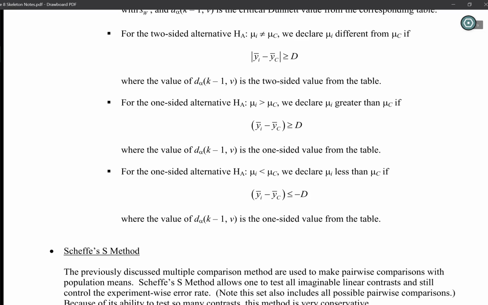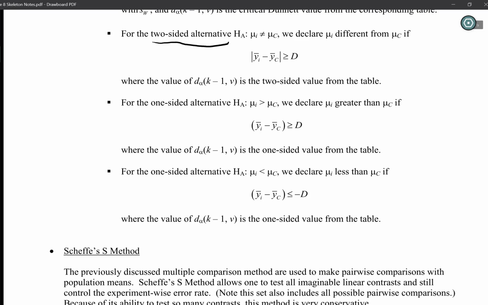We could look at a two-sided hypothesis. We're asking the question, is mu I different than the mean of the control? And so what you do here is you look at the absolute difference between the sample mean corresponding to the ith population and the control sample mean, and ask, does that absolute difference exceed the value D? And if it does, then we declare that mu I and mu C are statistically significantly different.